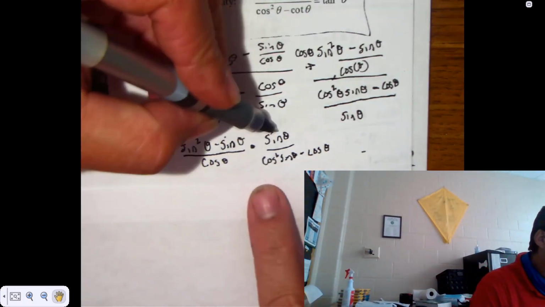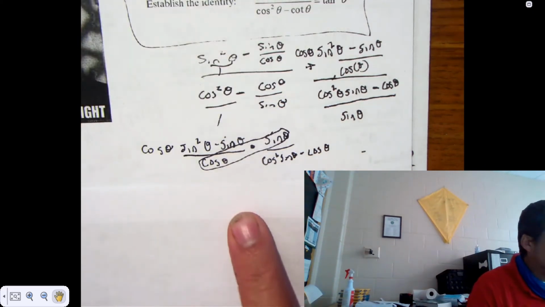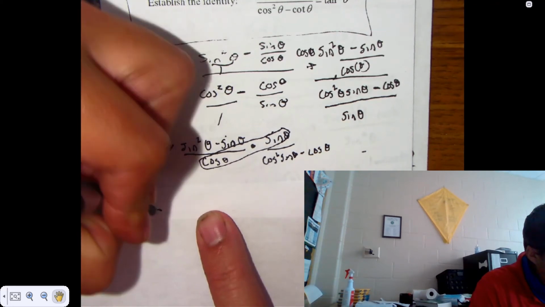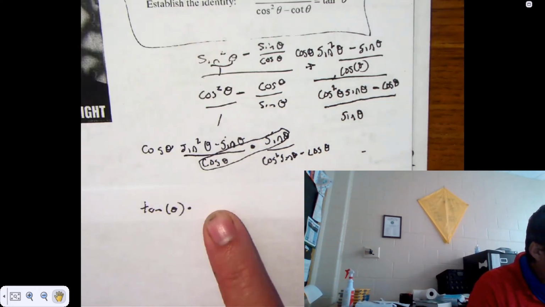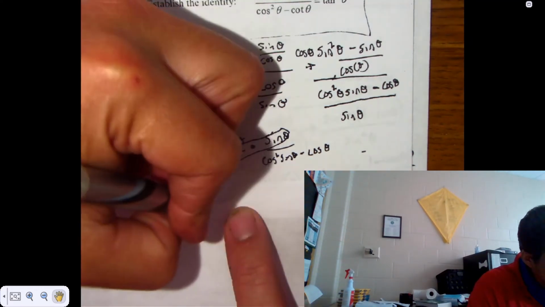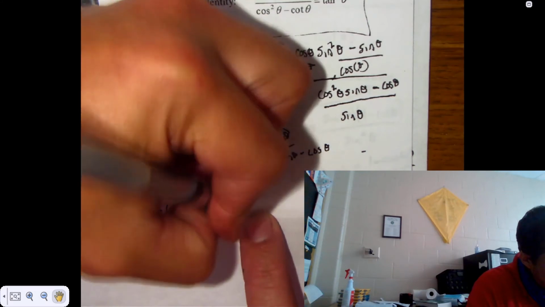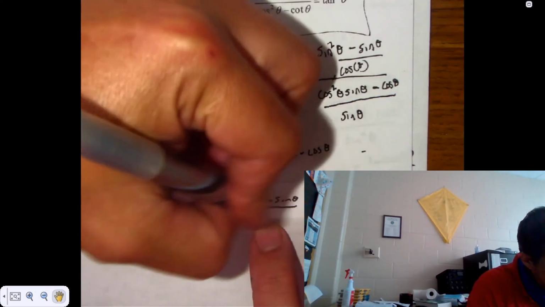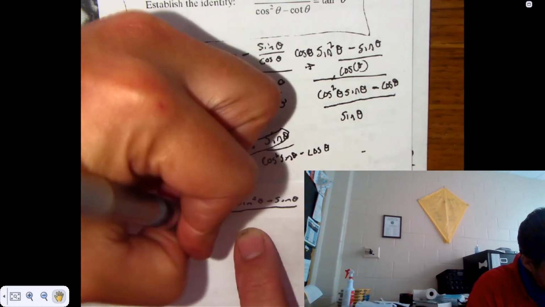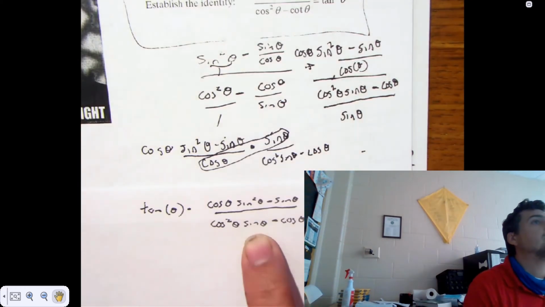So what we're going to do is we're going to take this piece right here. We're going to say that's tangent. I'm just going to throw it out front. Let's see what we got. We have cosine of theta, sine squared of theta, minus sine of theta, sitting over cosine squared theta, sine theta, minus cosine theta.